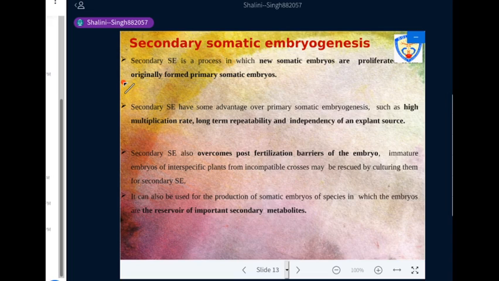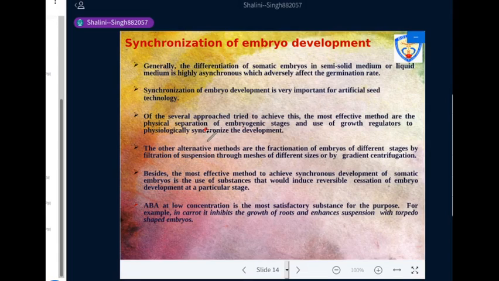It can also be used for the production of somatic embryos of species in which the embryos are the reservoir of important secondary metabolites. So, in such cases, secondary somatic embryogenesis can be practiced. Synchronization of embryo development.